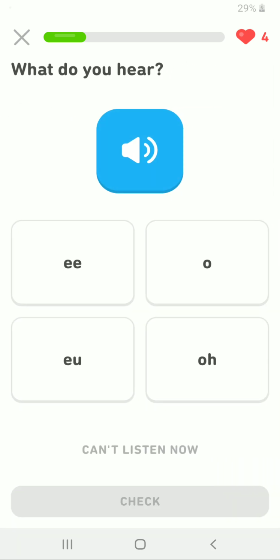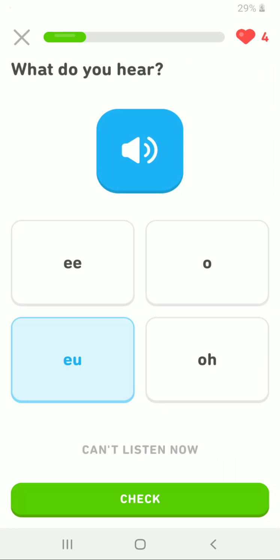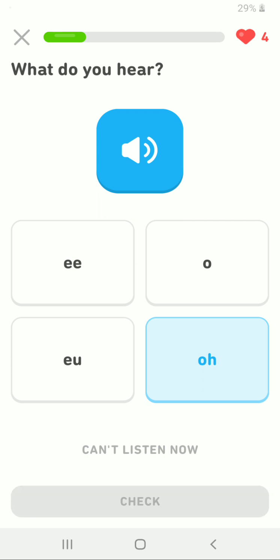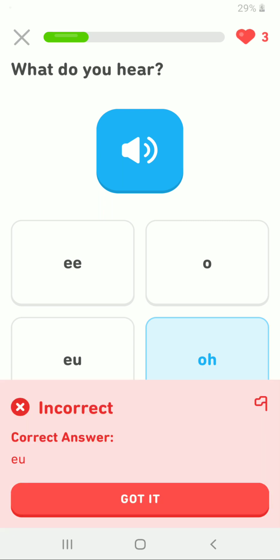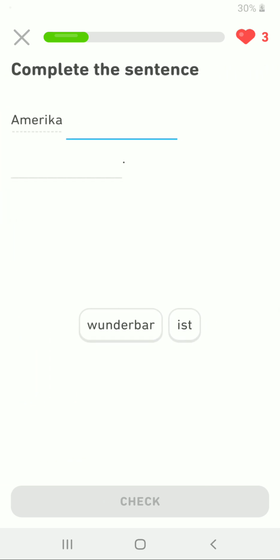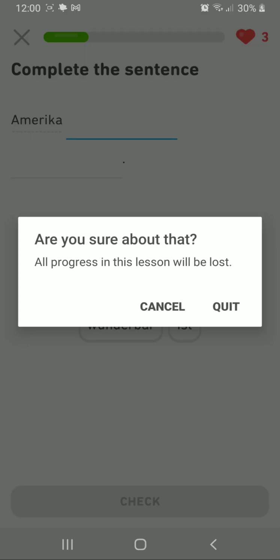Oi. So this is a diphthong. We have two vowels together, and this diphthong is pronounced oi. This is o, long o. Oh my God! What did I do? That's a pity. Let's not continue on this.